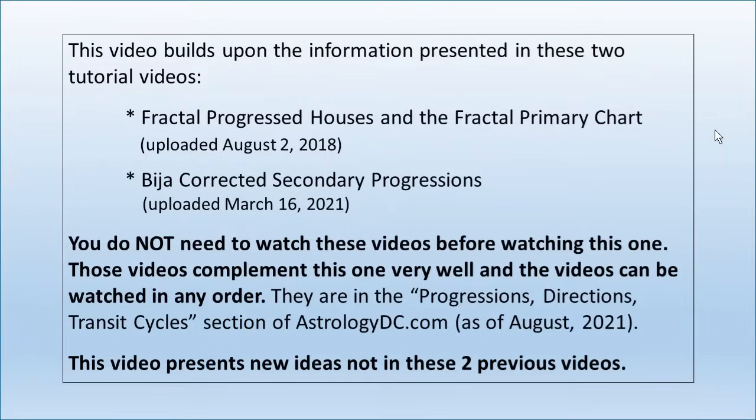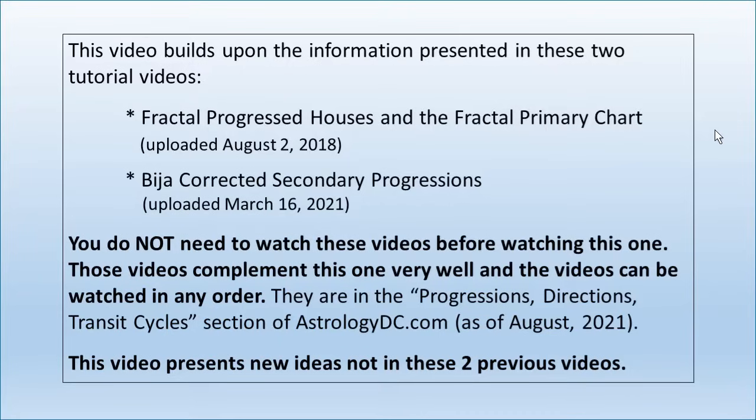Okay. First of all, the 2 previous videos. I made a video called Fractal Progressed Houses and the Fractal Primary Chart in August 2018, and a second video called the Bija Corrected Secondary Progressions that was made in March 2021. And again, you do not need to watch these videos before watching this one. Those videos do complement this one very well, and you can watch them in any order. So if you want to dive deeper and deeper into this, you can watch all 3 videos. And all 3 also stand alone, so they're complementary.